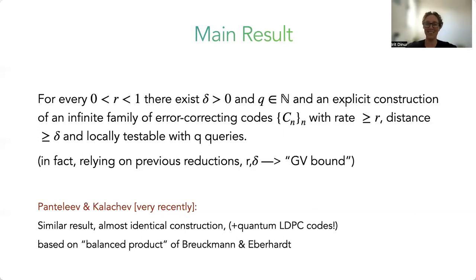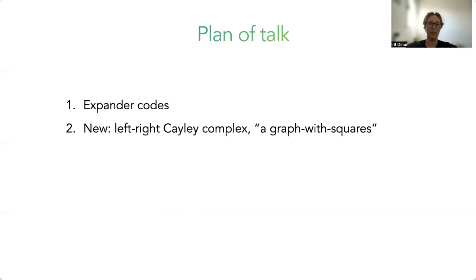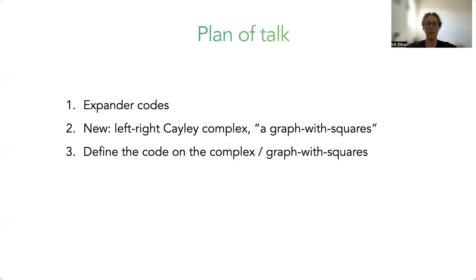And you will hear about it in their talk. Okay, so we're going to first talk about expander codes that date back to maybe 25 years ago, of Sipser and Spielman. Then we'll show a second level above regular expanders, which we're going to call a graph with squares. It's like a second dimension. And then we're going to define the code and talk about its properties just a tiny bit.